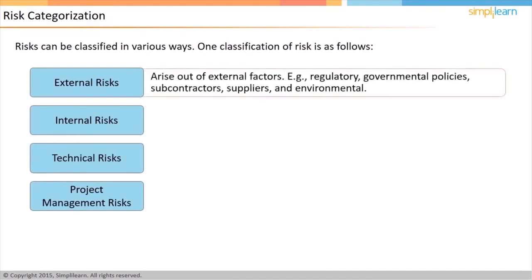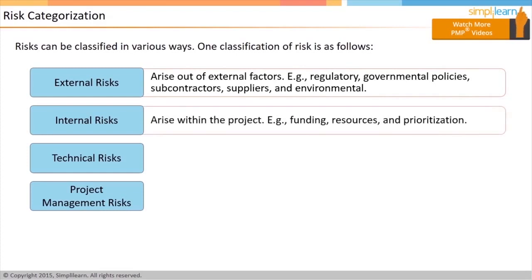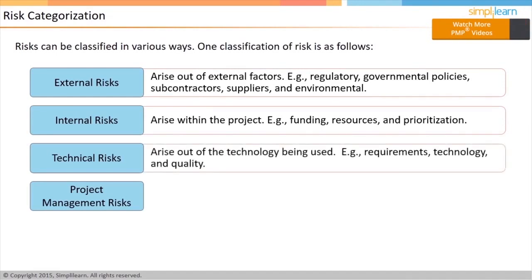External risk arises out of external policies or regulations. For example, a government policy that river water can be used only for drinking purposes may hinder your production, which is dependent on the river water. Internal risk arises from within the project. For example, the complexity of the work may result in time and cost escalation. Technical risks arise from the technology being used.